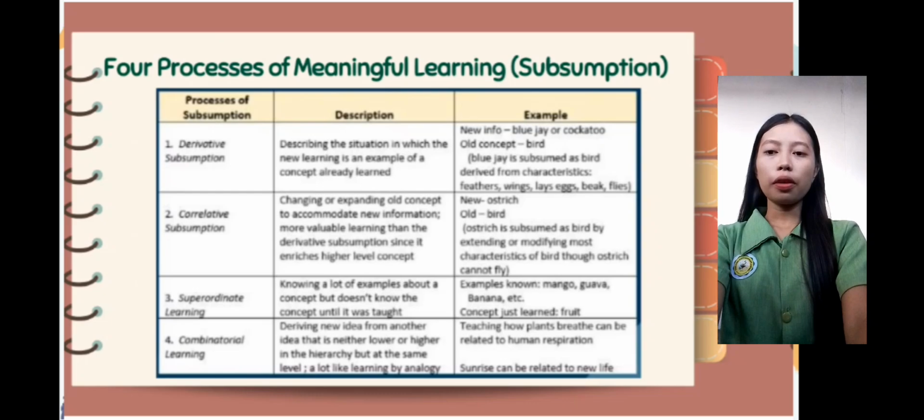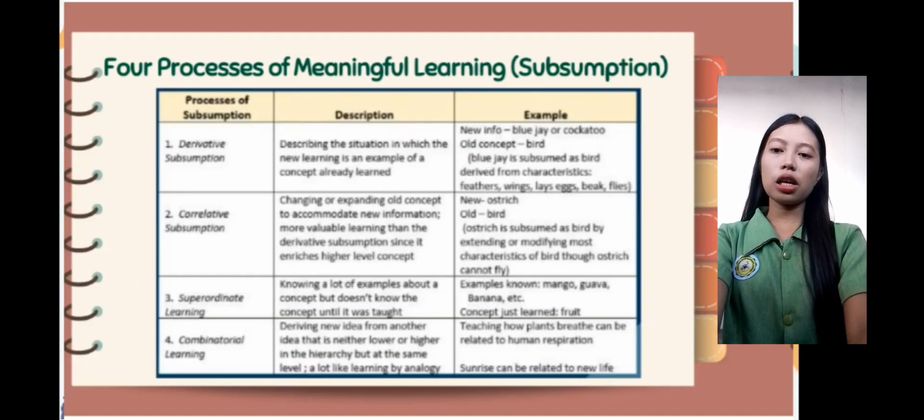There are four processes of meaningful learning or subsumption. The first is derivative subsumption. Description: the situation in which the new learning is an example of a concept already learned. Example: new info, blue jay or cockatiel; old concept, bird. Blue jay is subsumed as a bird, derived from characteristic examples: feathers, wings, legs, eggs, beak, and flies.